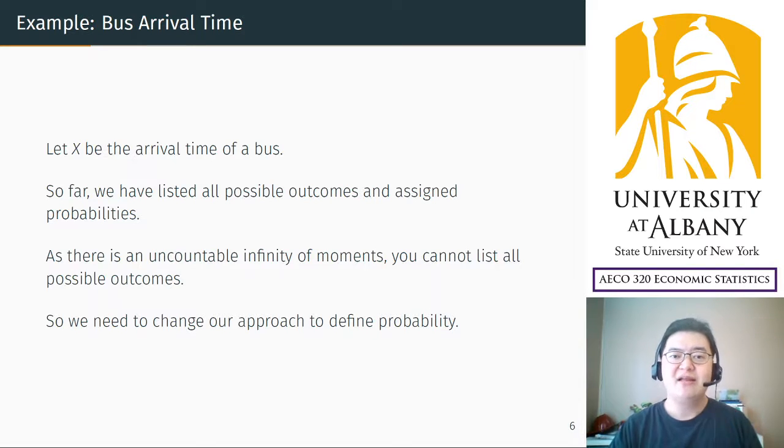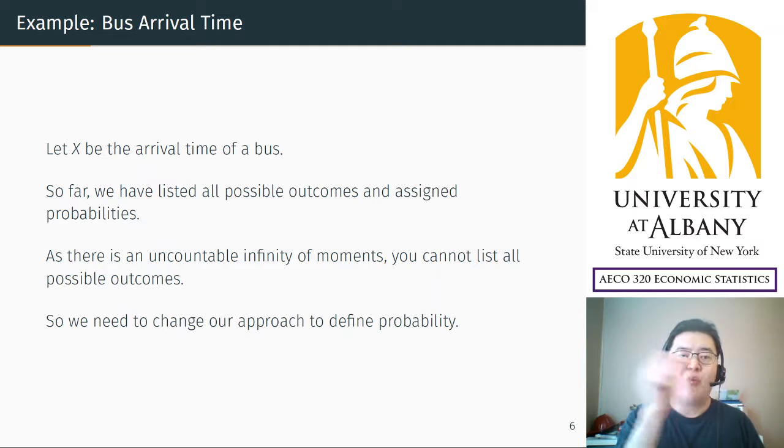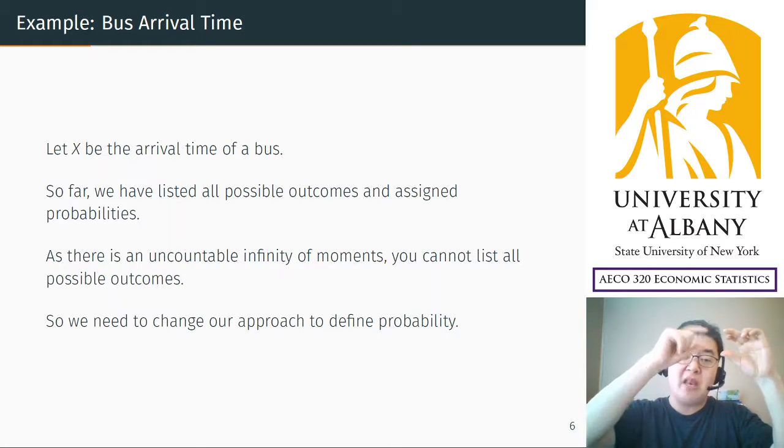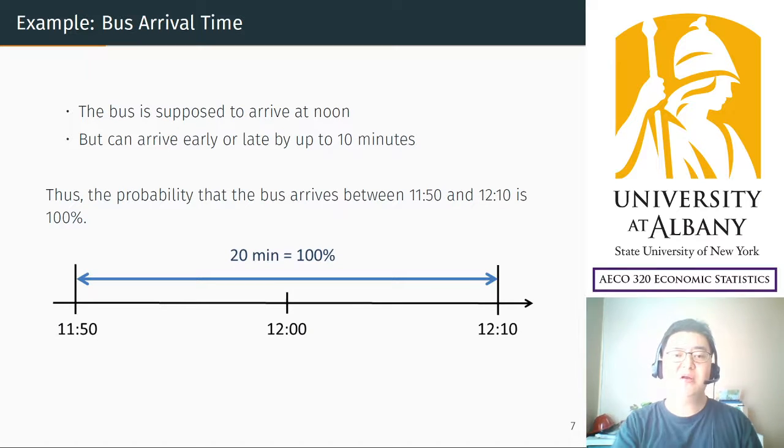We cannot list all the possible outcomes. Even if you say 12 o'clock, 12:01, 12:02, 12:03, there are still infinitely many moments in between, even within a minute. So in that way, it is impossible to list the possible outcomes. Therefore, we are going to use a totally different approach.